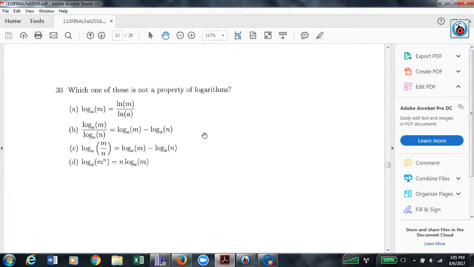Which one of these is not a property of logarithms? Okay, well, we had 3 properties of logarithms. That is the change of base formula for a specific example. That is not. So we have to be really careful. That's change of base. That is rule 2. That is rule 3. That is getting rule 2 and the change of base formula confused. So the answer is B.